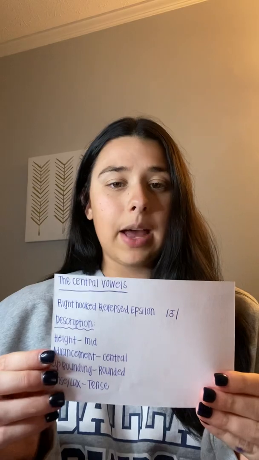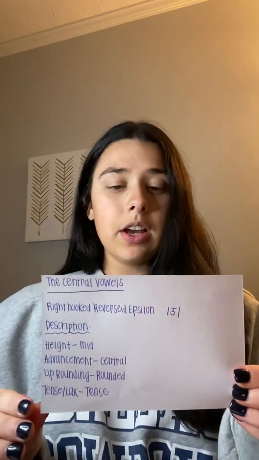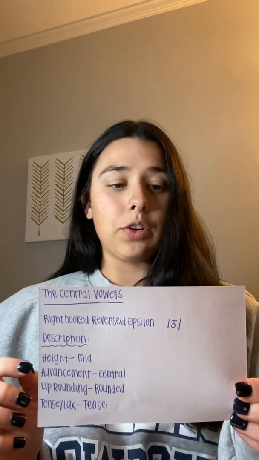And then the last one that I did was the right hooked reversed epsilon. The description of this one: the height is mid, the advancement is central, the lips are rounded, and it is tense. Some examples of that one would be rehearse, purple, thirsty, and reverse.